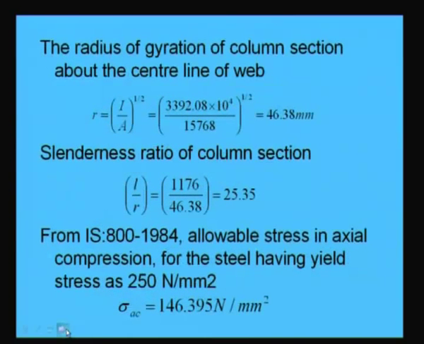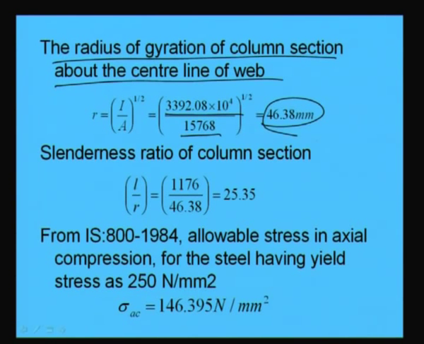So, then what we will do? Now, we will find out the radius of gyration of column section about the center line. So, radius will be square root of I by A. I was found 3392.08 into 10 to the 4, and A is 15768. So, R will become 46.38 millimeter, and the slenderness ratio of column section will become L by R equal to 1176 by 46.38, that will become 25.35, right.